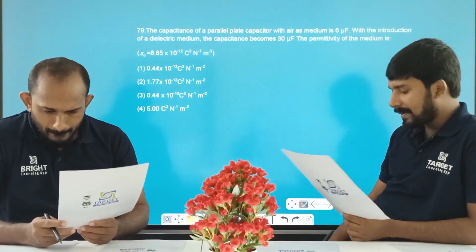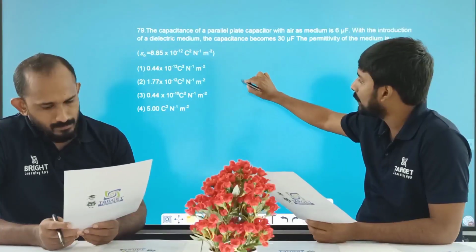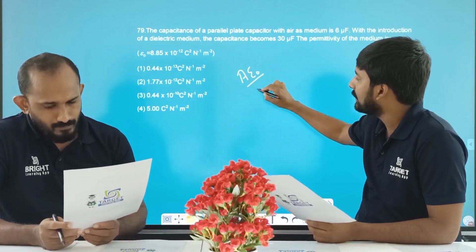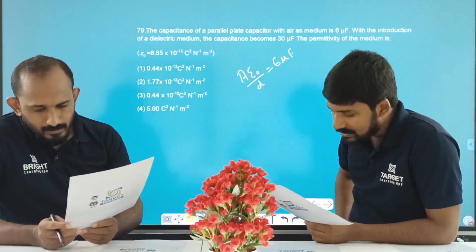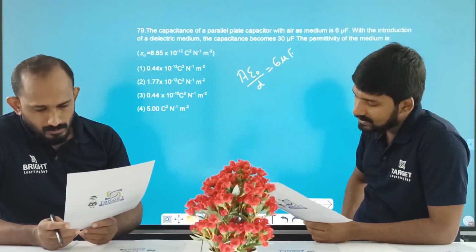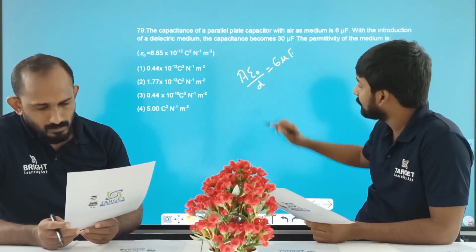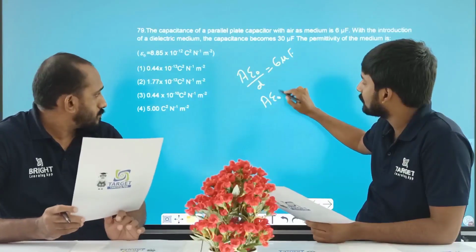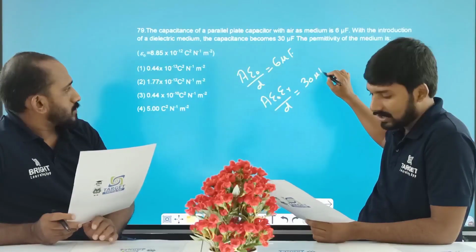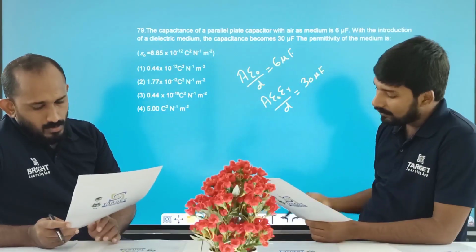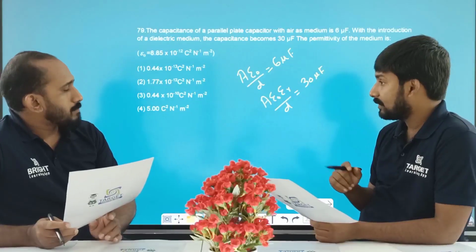79th question. The capacitance of a parallel plate capacitor with air as medium is 6 microfarads. So we can write A epsilon 0 by d is equal to 6 microfarads. Now, with the introduction of a dielectric medium, the capacitance becomes 30 microfarads. So then the expression becomes A epsilon 0 epsilon R by d is equal to 30 microfarads. Now, we want to find the permittivity of the medium, not the relative permittivity.